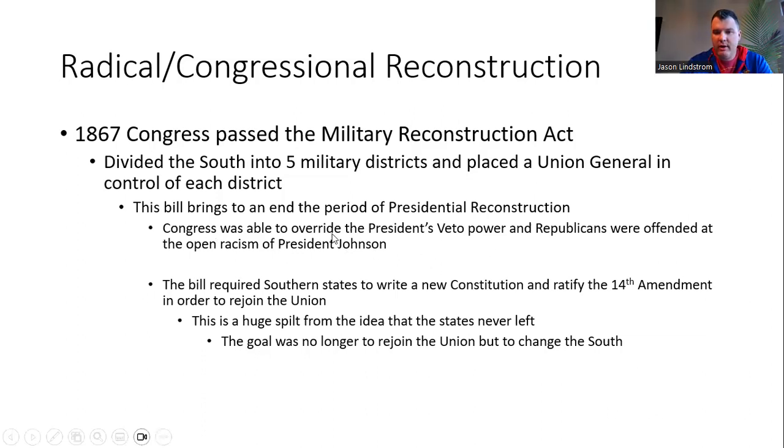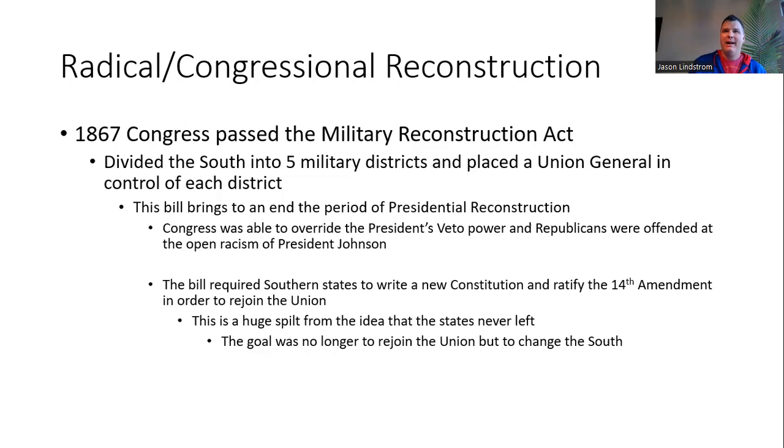Okay, so Congress overrides the president's veto of this. And the bill requires the southern states to write a new constitution and ratify the 14th Amendment in order to rejoin the Union. And again, this is a huge shift, because it's a shift from the idea that states had left the Union. And if they did leave the Union, this gets us in a weird legal area, because if they did leave the Union, then they had a legal right to leave the Union. And then was the Civil War a war of conquest and aggression? I don't know. It depends on how you look at it, right?